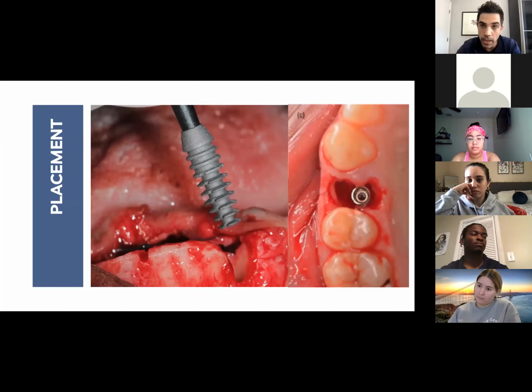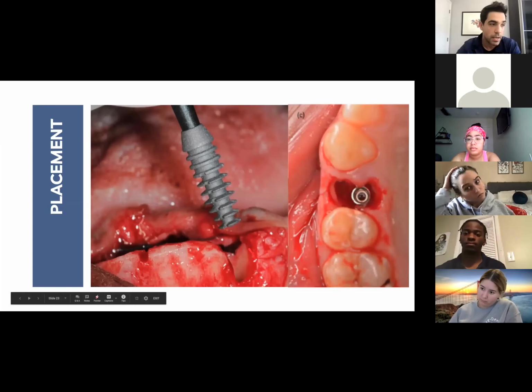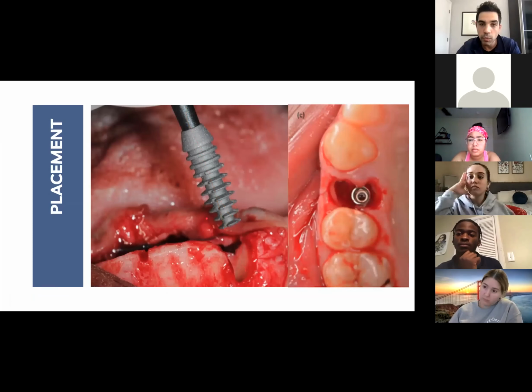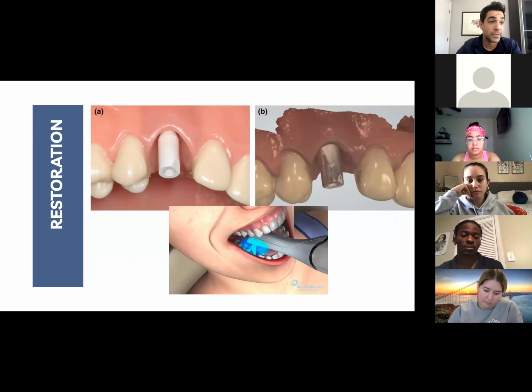So we put the screw in. So here we have the osteotomy, the implant. We put it in, we screw it in, really like a screw. All right. So we have the implant in.